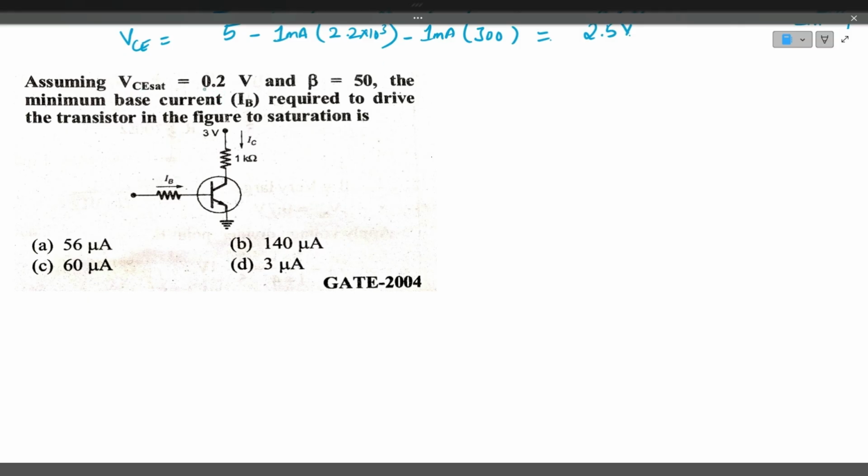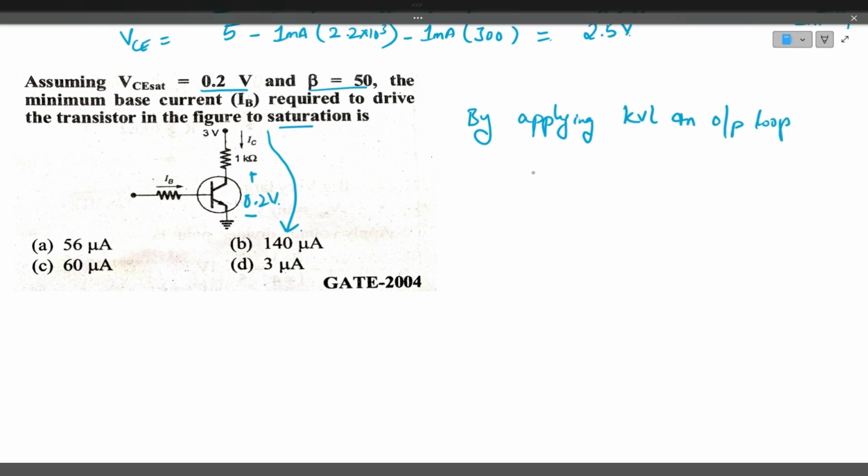Assuming VCE saturation is 0.2 volts, beta is 50, the minimum base current IB required to drive the transistor into saturation is. So he's asking for the minimum base current. He has already given beta is 50, VCE saturation is 0.2 volts. So you just apply the Kirchhoff voltage law in the output loop, applying KVL in the output loop, assuming that the transistor is in saturation.